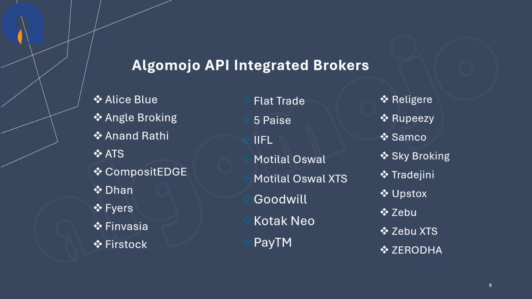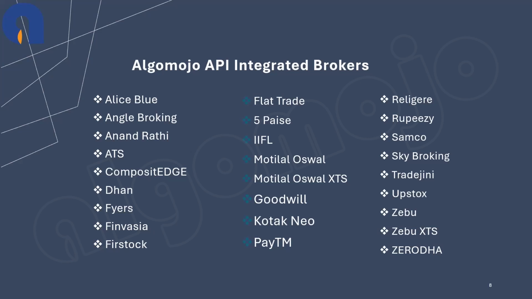So Zerodha, yeah, we have done the API integration. However, kindly note Zerodha charges a monthly fee of 2,000 rupees towards their API. So apart from Algomojo's API, you will need Zerodha's API also for automation of orders to be placed in Zerodha account.